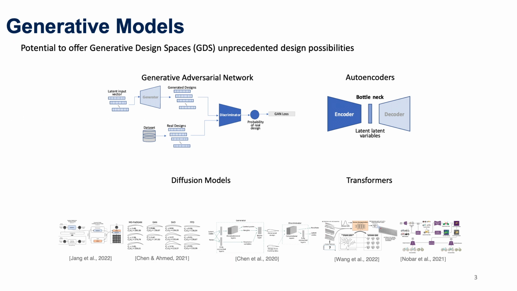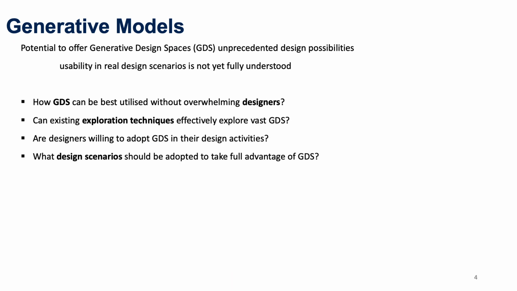The design spaces resulting from these models are not only low-dimensional to expedite the shape optimization, but if properly trained can also produce novel and valid design alternatives beyond the spectrum of the training dataset. Generative design spaces promise unparalleled design possibilities. However, how they fit into real design scenarios remains a question.